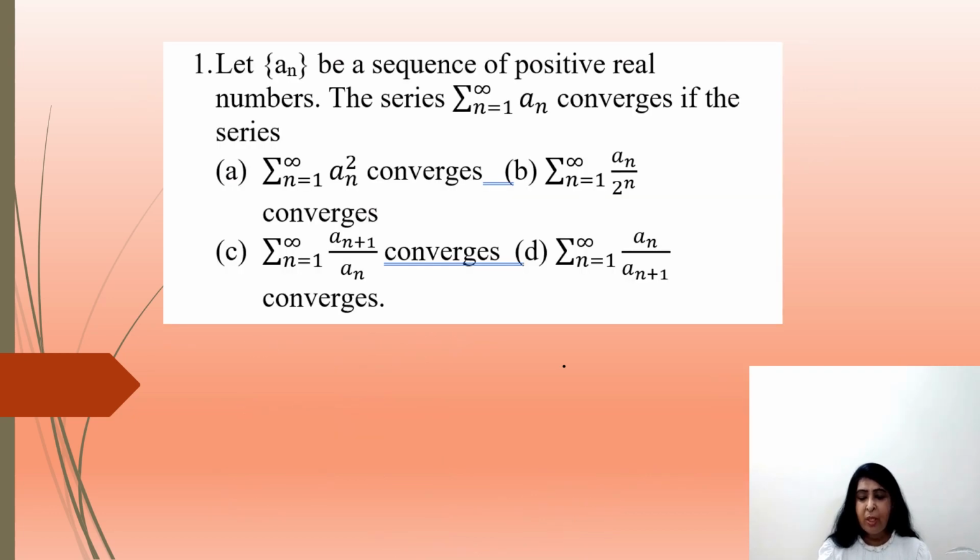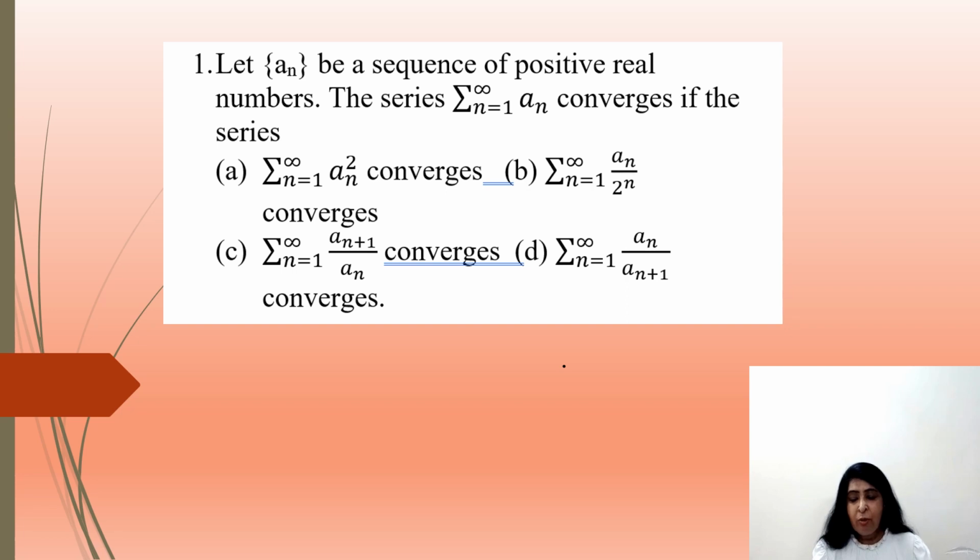Now the next, let An be a sequence of positive real numbers and the series sigma n varies from 1 to infinity An converges if sigma n varies from 1 to infinity An square is convergent; sigma An divided by 2 raised to power n from 1 to infinity converges; third is An plus 1 upon An, sigma n from 1 to infinity converges; and D is sigma n from 1 to infinity An upon An plus 1 converges. You have to choose one choice.